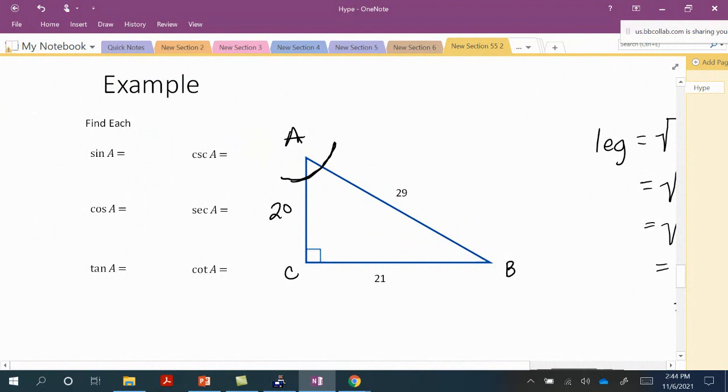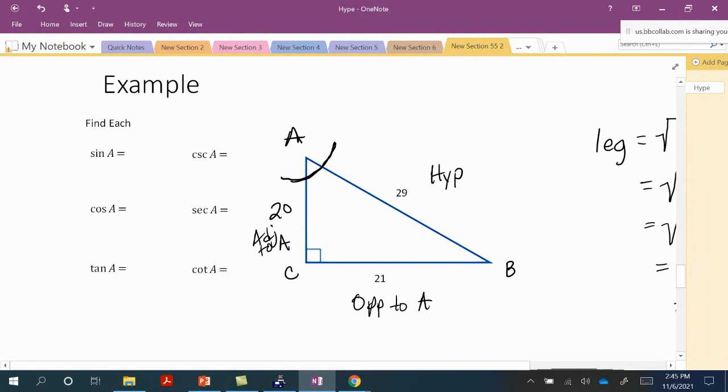And before we use Chief Sokotoa, we're going to label our sides according to our reference angle. So when we label the sides of our right triangle, the first side I'm going to label is my hypotenuse. So I'm going to label the 29 side length as the hypotenuse. Next, I'm going to list out the side opposite to angle A. So we have angle A, and the 21 side length is opposite to A. And then lastly, we have our 20 length side as our adjacent side, so that's adjacent to A.